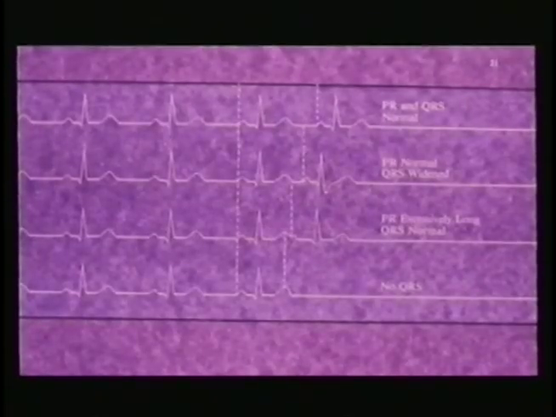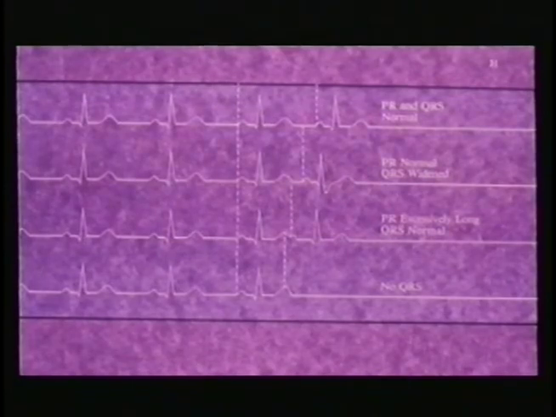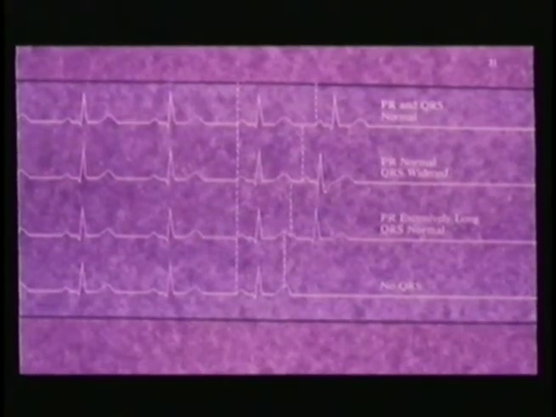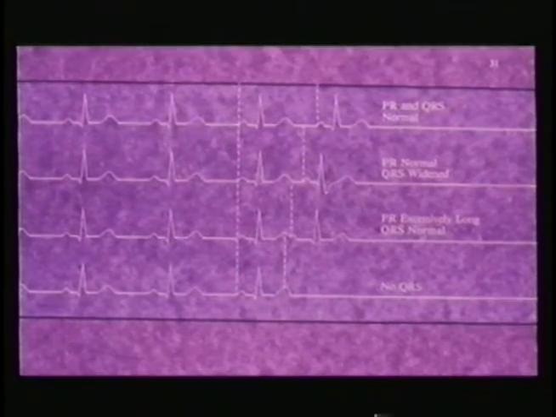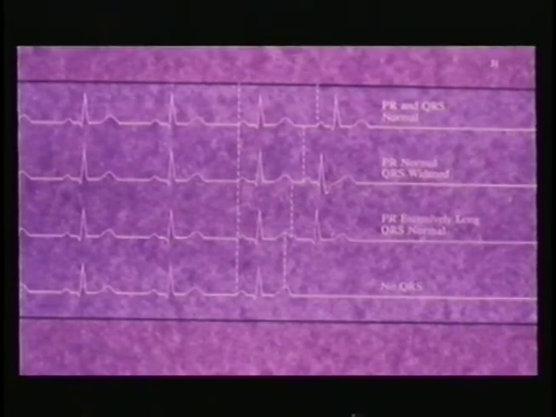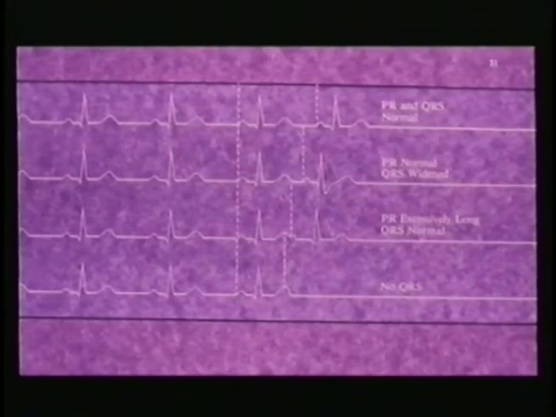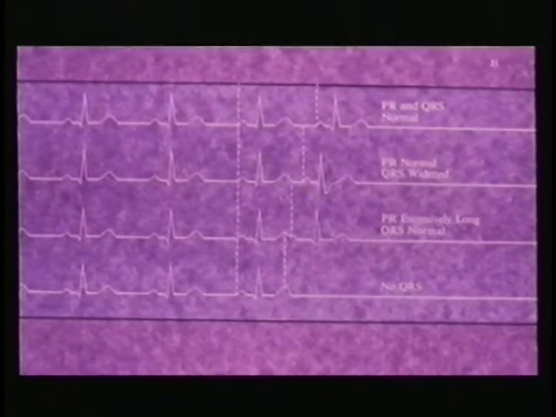31. Thus, with an increasing degree of prematurity of the A2 impulse, the following series of events can occur: PR and QRS normal; PR normal or slightly prolonged with QRS widened by physiologic right bundle branch block; PR excessively long with QRS normal; or premature beat not conducted, hence no QRS.